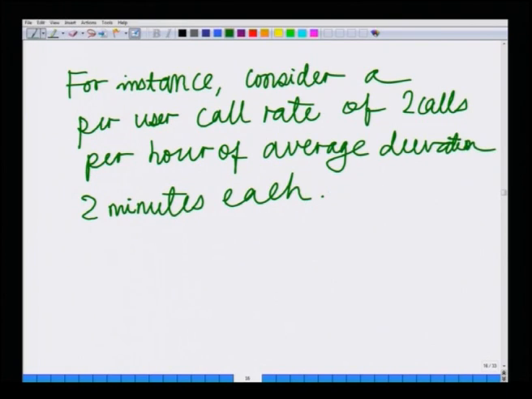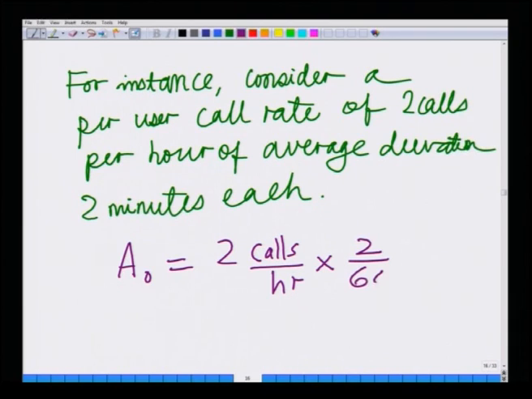The traffic per user A naught is now nothing but the call rate, which is 2 calls per hour, into the average duration, which is in minutes, so I have to convert into hours: 2 by 60 hours, which essentially is 1 over 15. If you compute this, this is 1 over 15. Now, this is average duration, hence this is hour per call.